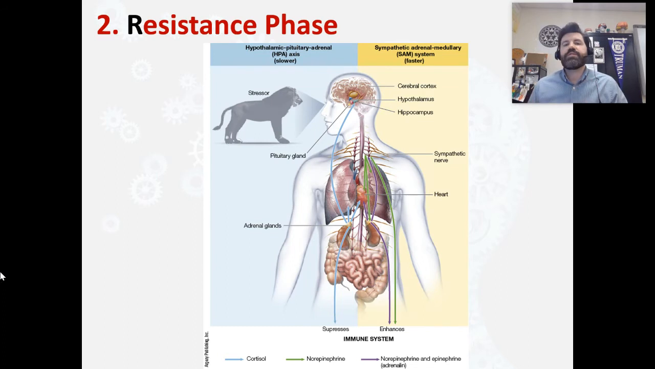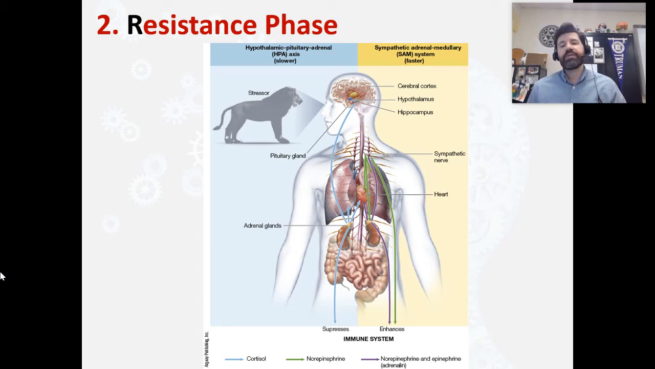The other type of system that our body uses is what we call the SAM system. The SAM system, sympathetic adrenal medullary system, is much faster. It's a very quick response to stress. And this is important when we have stressors that are more immediate, more acute stressors. The example of the picture here is if you're walking through a jungle and you see a lion, well, you're going to need your SAM system to help you react.